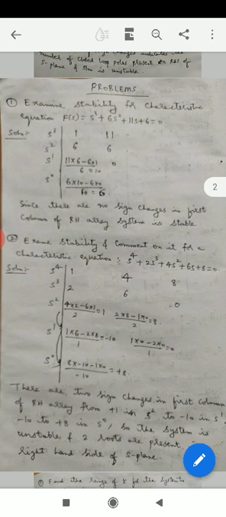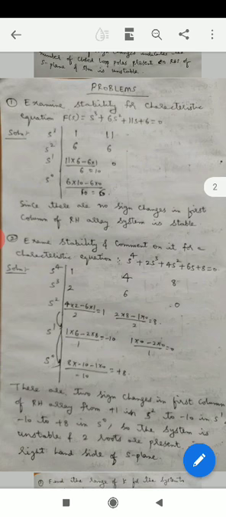Okay. So how can we comment on this stability? You can observe that all the elements in the first column are positive. Okay. So what does this indicate? The system is said to be stable. You can comment that since there are no sign changes in the first column of the Routh array, the system is stable. Okay. Very simple.